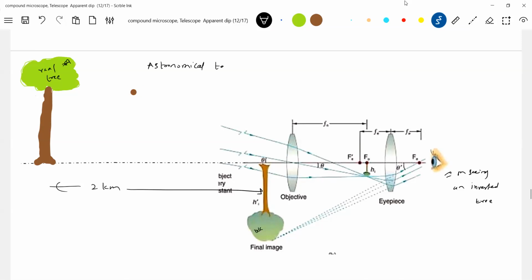Astronomical telescope when used to view terrestrial objects. Terrestrial means what? How far our human eye is able to see, no? That particular thing, everything is called terrestrial, like buildings, trees, some animals. So if there is a tiger, the tiger will be inverted. It doesn't look good. So what we derived earlier is the astronomical telescope.